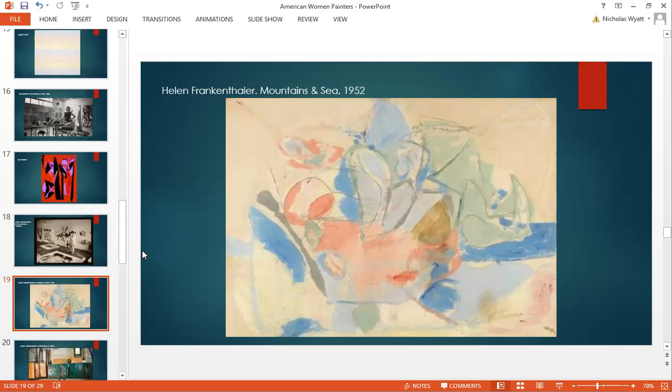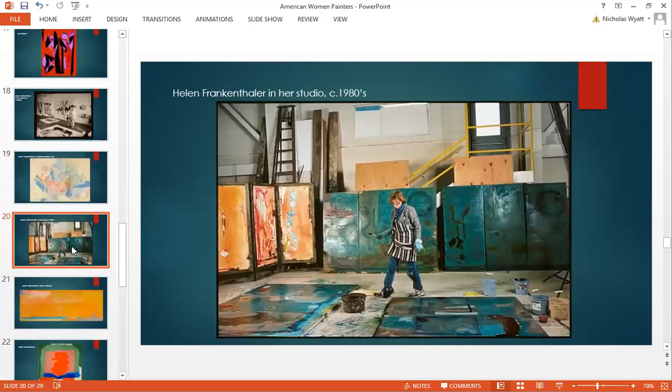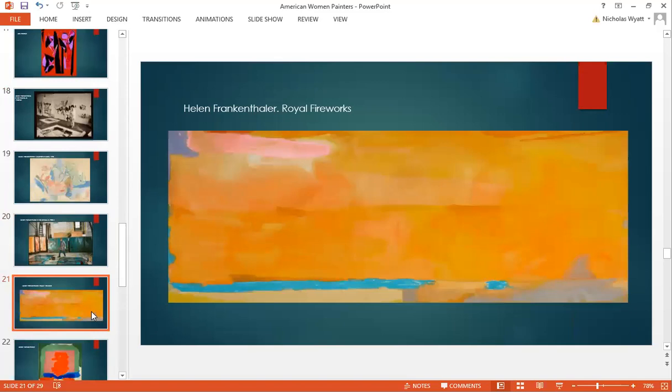Painted actually on the floor, as you can see from here. She just went around the canvas pouring paint. Here's another shot of hers later in the 1980s. Again, still working off the floor. And here's a sublime example of her later work, Royal Fireworks. It's a huge painting. It's probably about 10 feet across by 5 feet high.